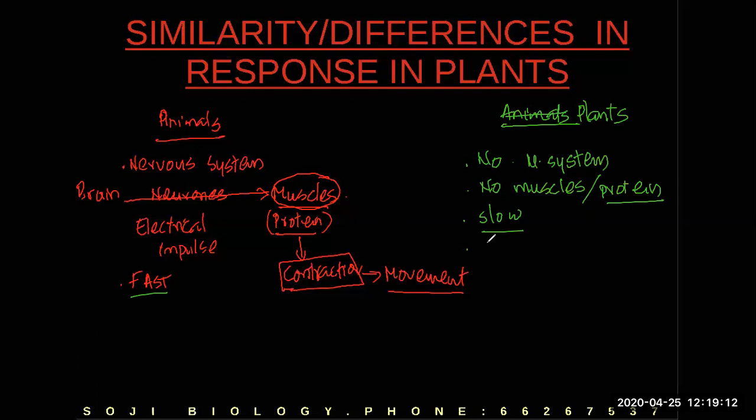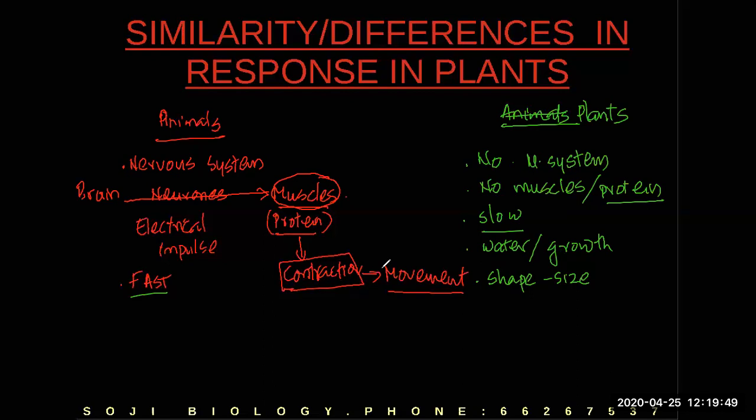And here it happens due to changes in the amount of water, or change in the number of cells. That means the shape of the cell changes due to difference in the amount of water. Shape or size of the cell changes when the water enters and leaves. That's the reason. In animals, contraction of protein will change the size of the cells. Okay, so these are differences between responses in plants and animals, right?